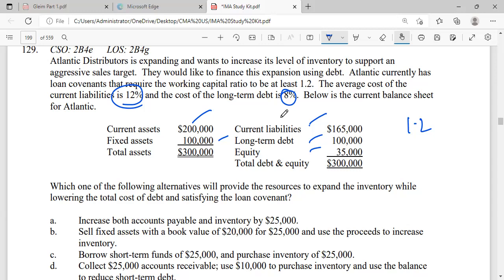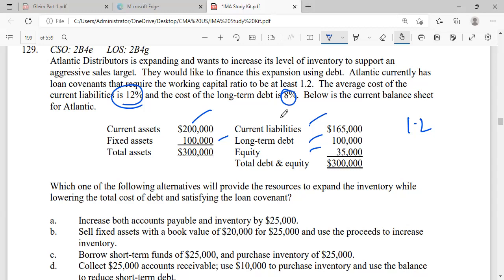So number one is saying that increase both accounts payable and inventory by 25,000. If we are increasing accounts payable and inventory, what's the fun in it? Not understandable. Then if you see here, sell fixed assets with a book value of 20,000 for 25,000, and use the proceeds to increase inventory. Not understandable again. Not making sense also here. Borrow short-term funds of 25,000 and purchase an inventory of 25,000. Now, if you borrow a short-term fund of 25,000, then that's not good because of the loan covenants. So it won't be enough, I don't think so. No, it can be enough actually.